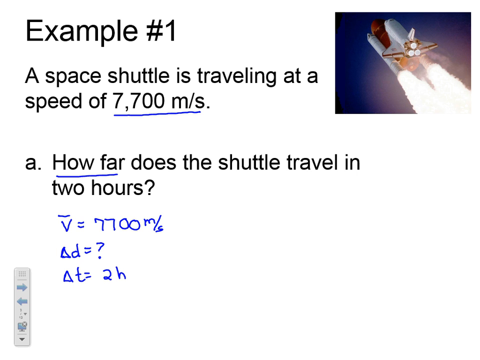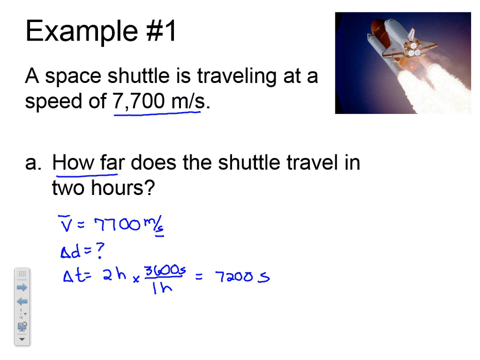Now notice that's in hours, and our velocity is in seconds, and our SI unit for time is seconds. So let's change that to the number of seconds in 2 hours. We know there's 3,600 seconds in 1 hour. So we have 2 times 3,600, which is 7,200 seconds.